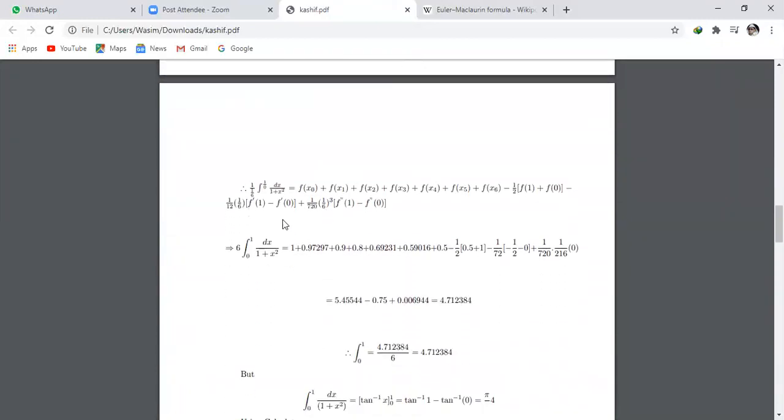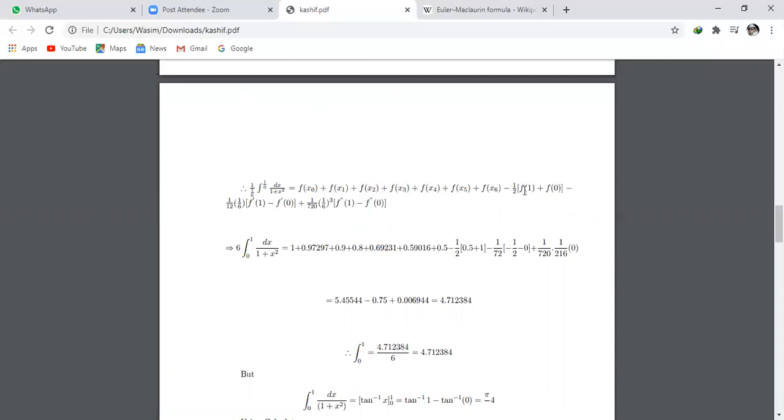Then the next step is we put all the values into the Euler-Maclaurin formula, which is used for numerical integration. Here h is 1 over 6, so 1 over h is 6. On the left-hand side we use this term, and on the right-hand side we put these values: f of x0, f of x1, f of x2, f of x3, and so on.